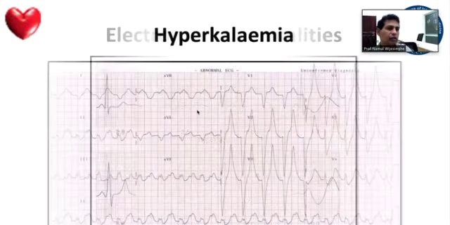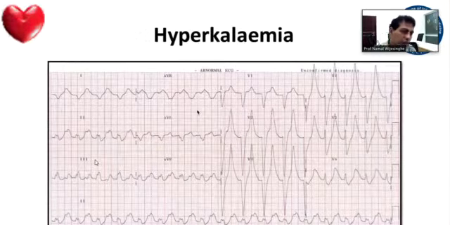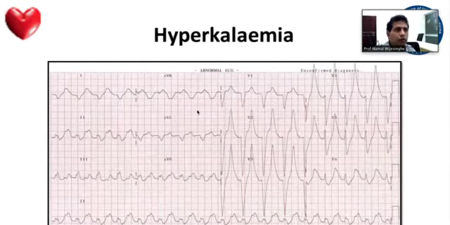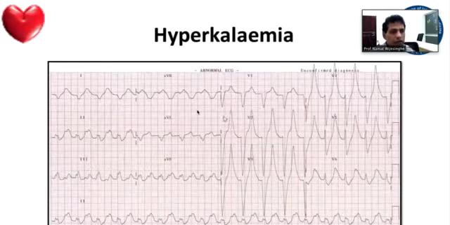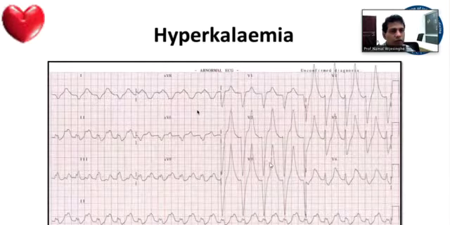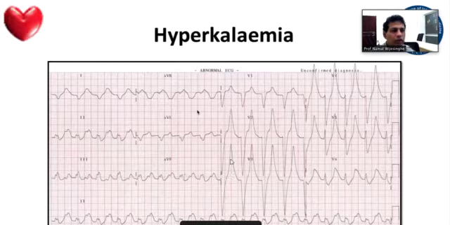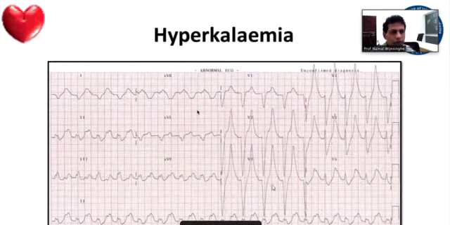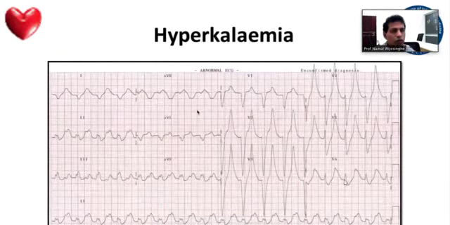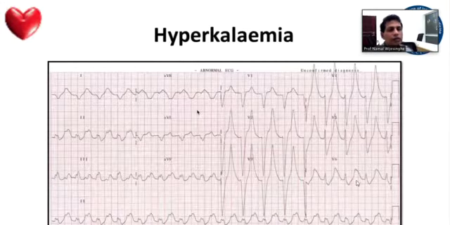Now this is an ECG of hyperkalemia. That's another very important ECG that you have to know, because in this ECG, as you can see, there are tall and tented T waves, especially in V2, V3, V4 and V5. Look at those T waves, and the QRS complexes have also started widening. And you can't see much of the T waves. So you should quickly identify this as an ECG of hyperkalemia.